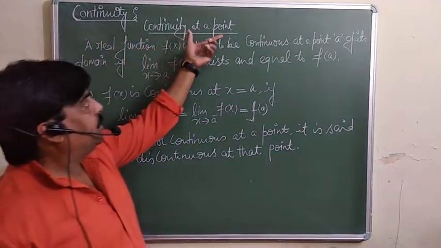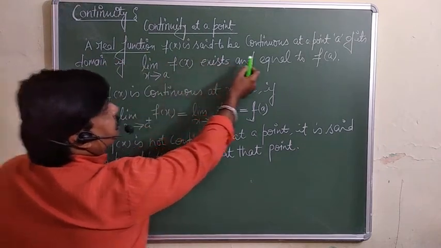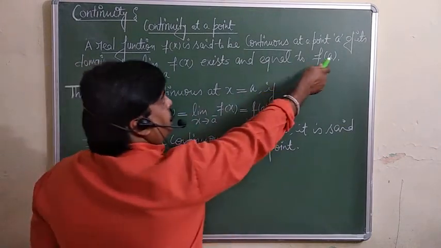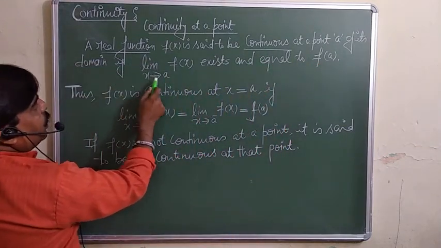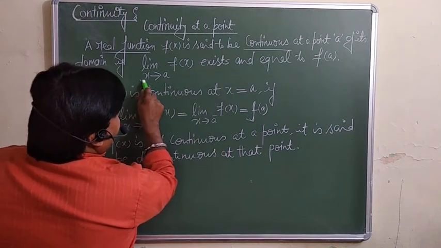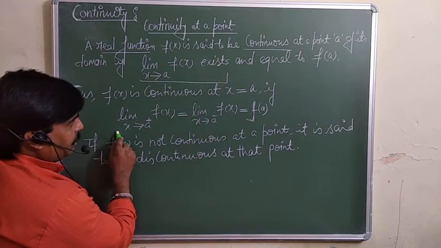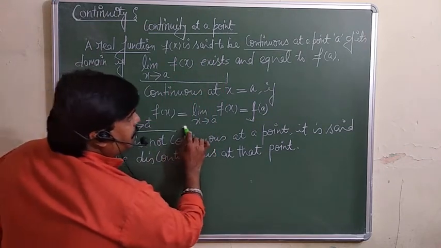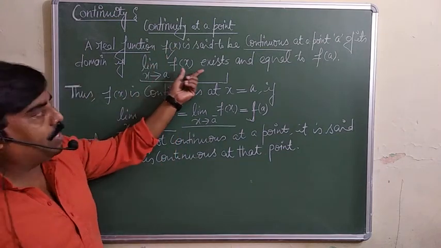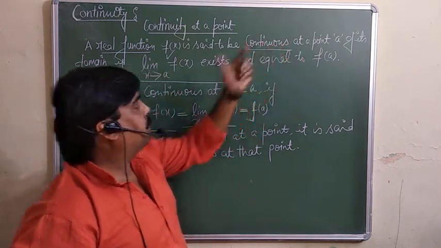Continuity at a point, which we will discuss. A real function f(x) is said to be continuous at a point of its domain if the limit as x tends to a of f(x) exists. The limit exists if the left hand limit and the right hand limit are equal, and that limit should be equal to f(a). Then the function will be continuous.